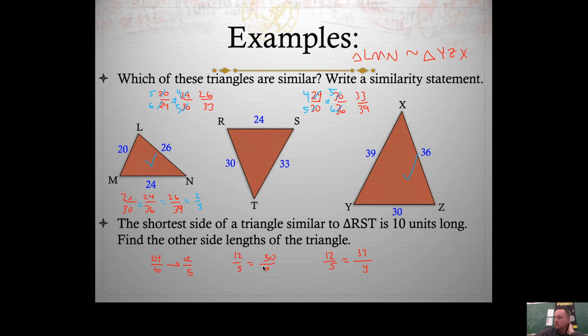Now, when you cross multiply here, we're going to do 5 times 30. That'll give us 150. And then we're going to divide by 12, and that gives us 12.5. So we know the median side length on this other triangle that's similar to triangle RST is 12.5 units long. Here we're going to multiply 5 times 33, and then we're going to divide by 12. We're going to get 13.75.